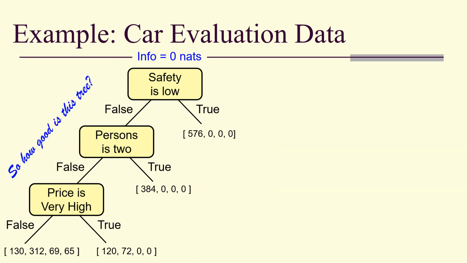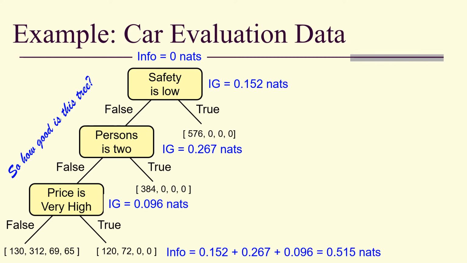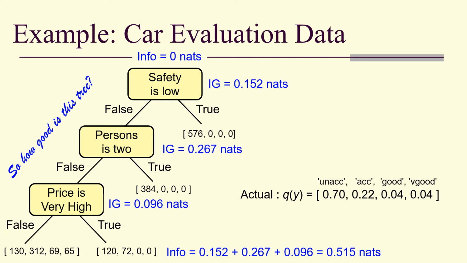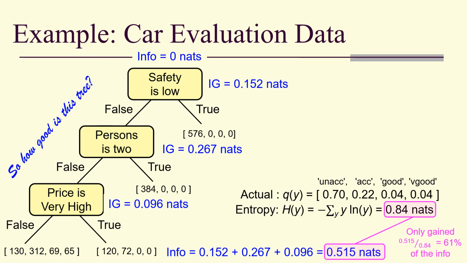Well, if we start out with information of 0 nats, and the first is an information gain of 0.152, and the second 0.267, and the third 0.096, we add all those up, we get 0.515. But the actual Q distribution, probability distribution, looks like that, and its entropy is 0.84 nats. So therefore, we've gained about 61% of the information in this data with this tree that we have so far.